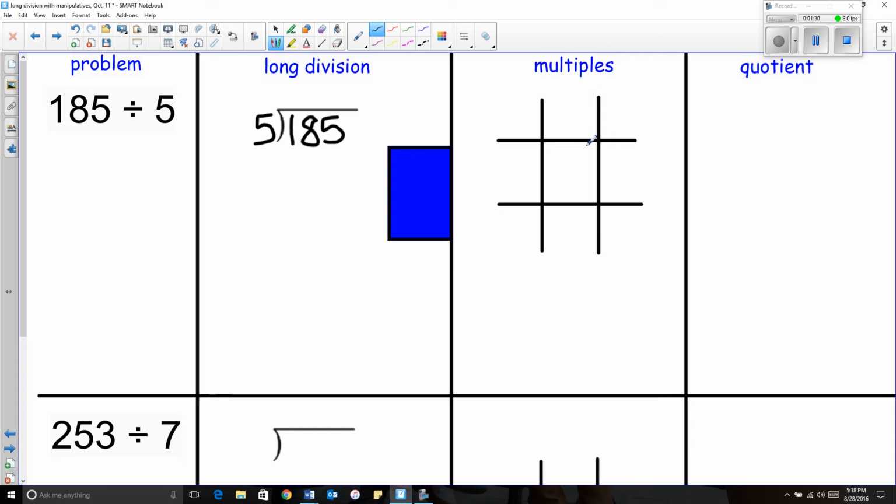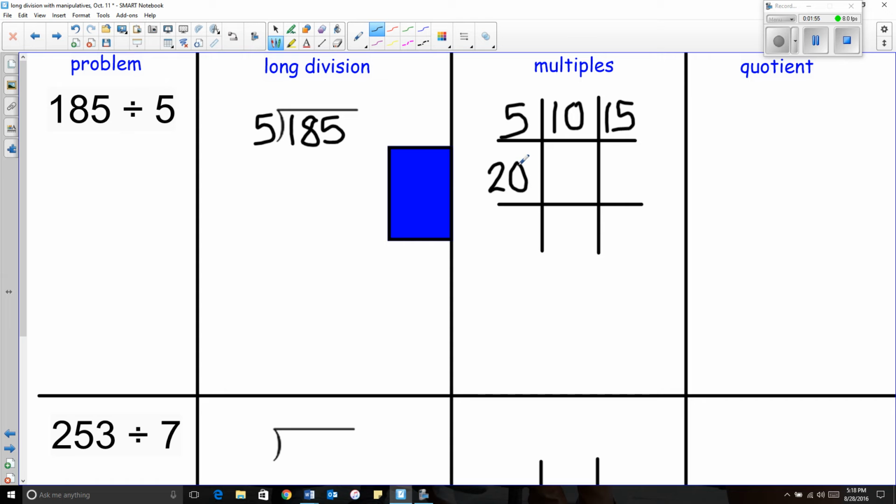Now, in this tic-tac-toe board, we're going to go ahead and make our groups of 5. So if I had one group of 5, I would need 5 blocks. If I had 2 groups of 5, that would be 10 blocks. So 3 groups of 5 would be 15 blocks. Basically, whatever your divisor is, you're going to skip count by in this tic-tac-toe board.